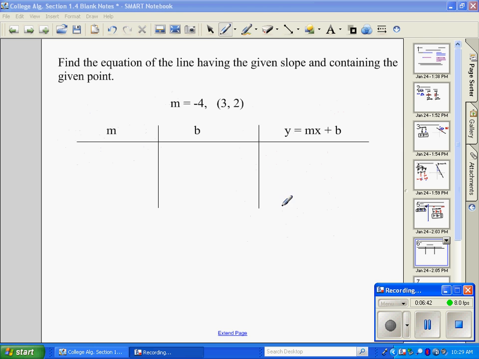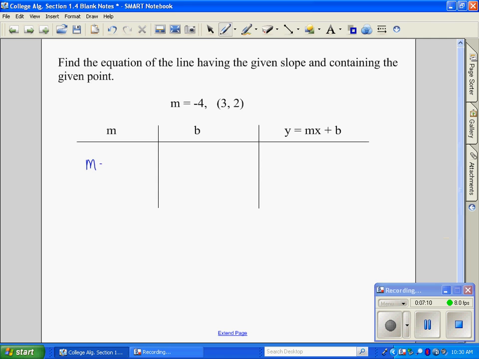Okay, next we're going to find the equation of a line when they give us a slope and they give us a point. To put it in slope-intercept form, my goal is to get to y equals mx plus b. To get there, I need an m and I need a b. So I'm going to solve for m in this portion, solve for b in this portion, and then plug in the m and plug in the b in this final portion. So I'm going to start with m. Well, this one's very basic. They told me my m. M is negative 4. That's done.